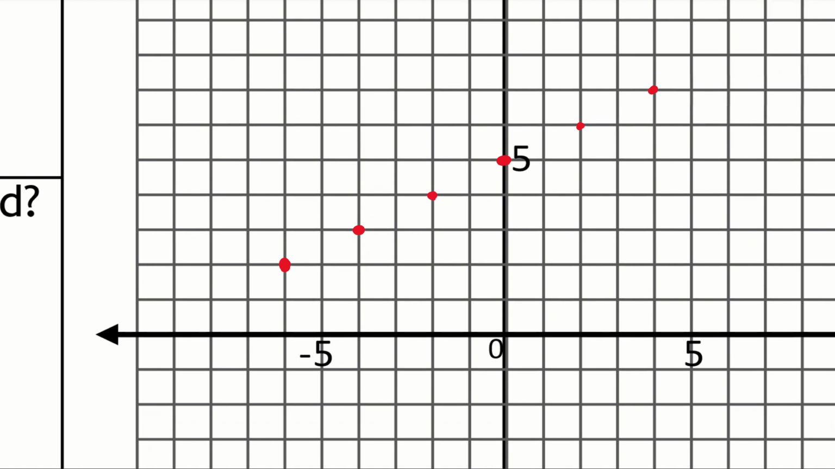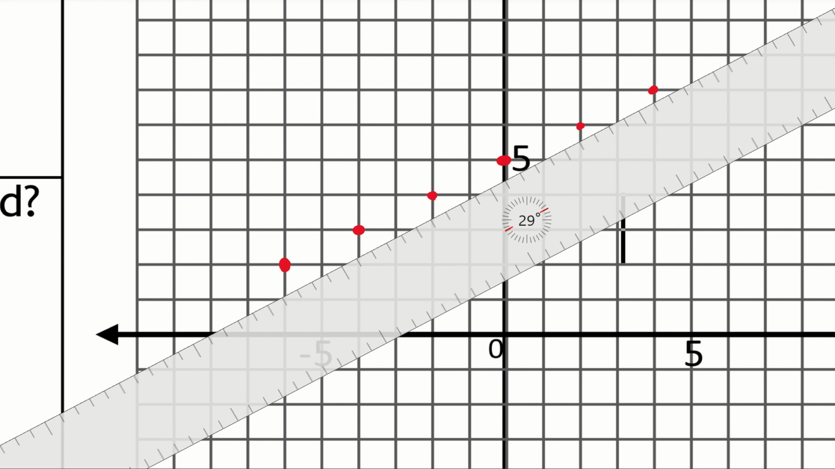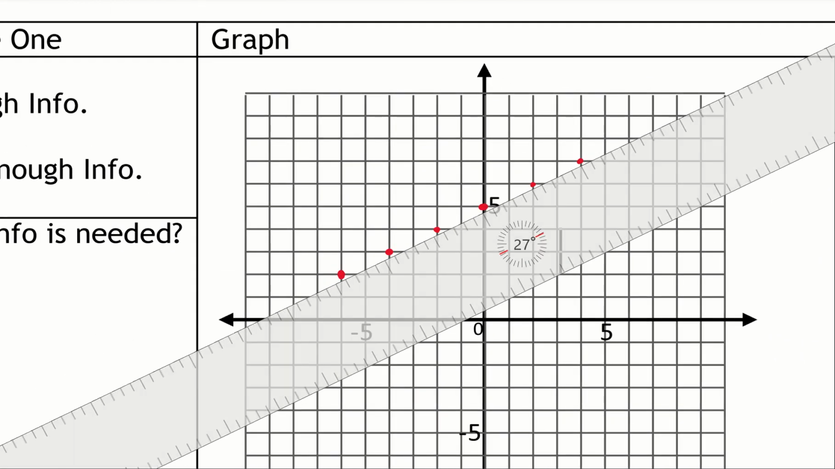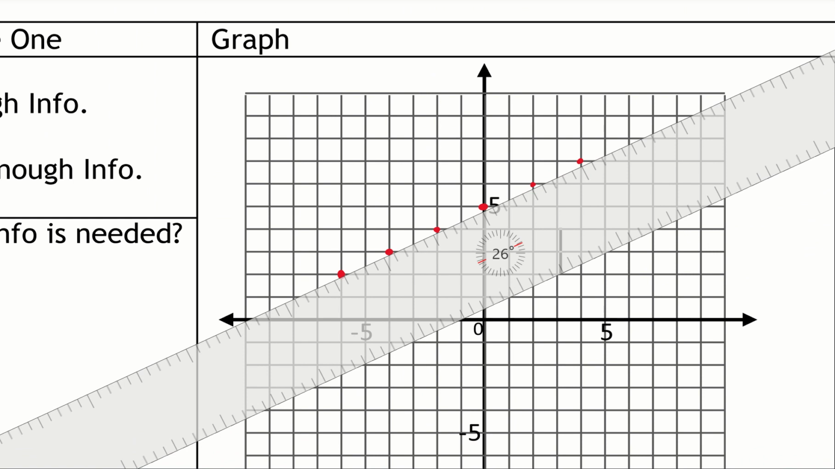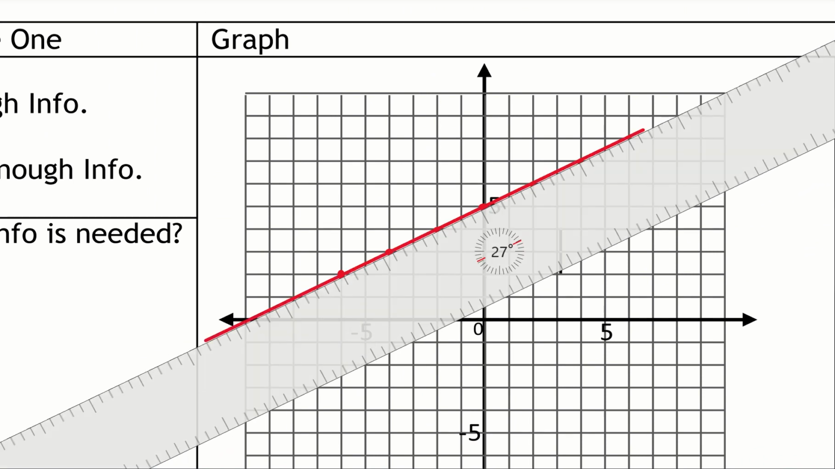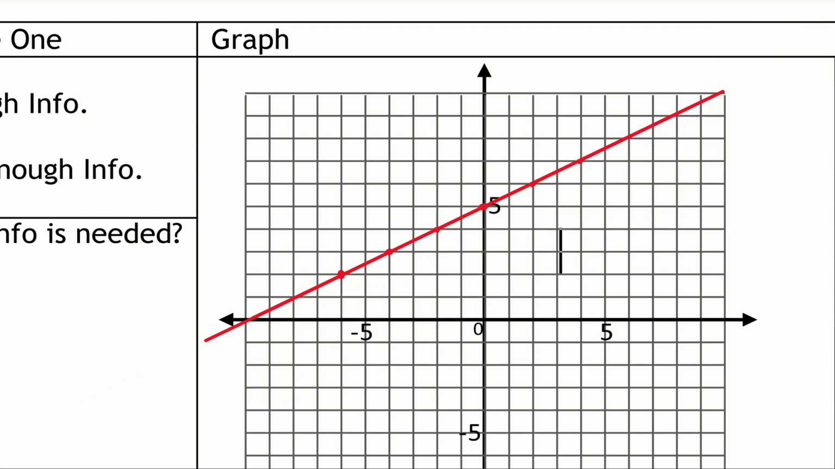And I will grab the ruler and go ahead and draw. Let me zoom out a bit, draw the line of best fit. All these points are on the same line. It's not a line of best fit, it's just a line. And again, add an arrow to each end, indicating that this continues in both directions.